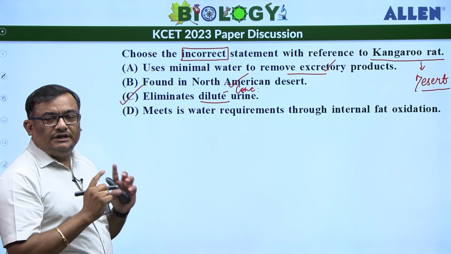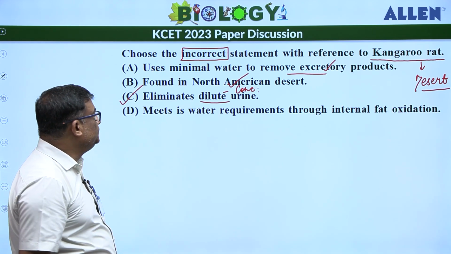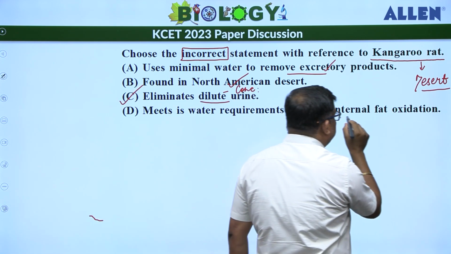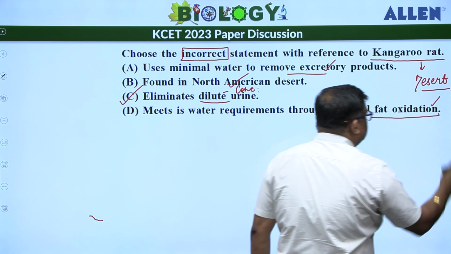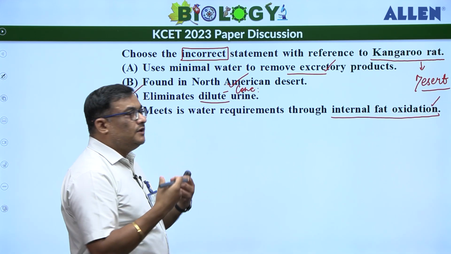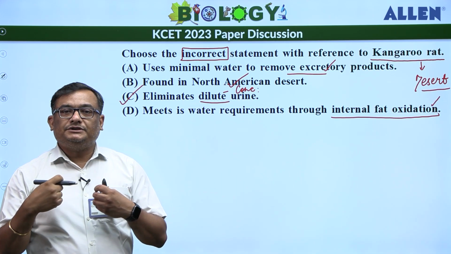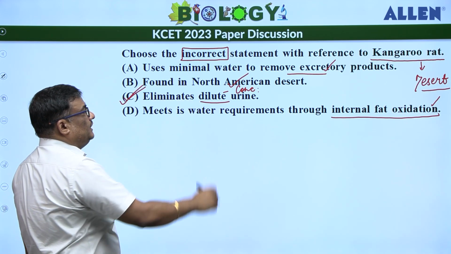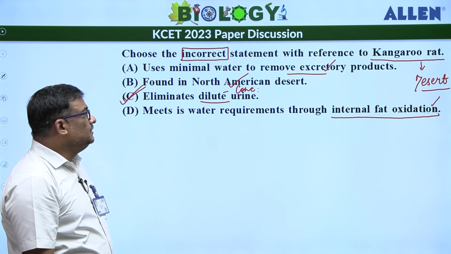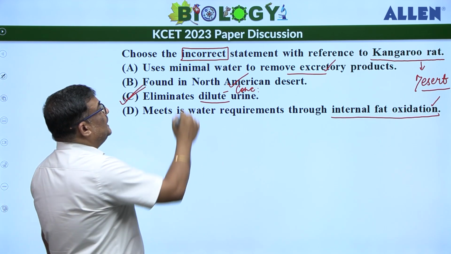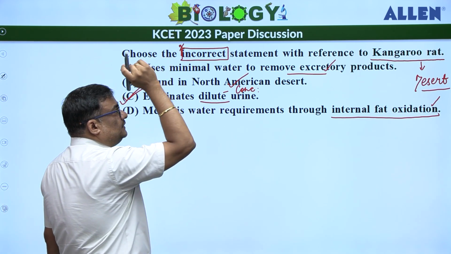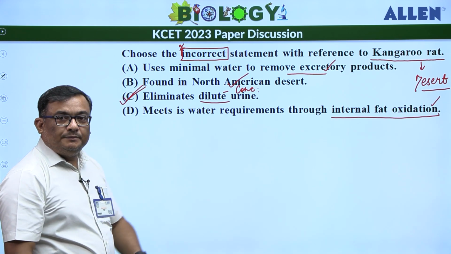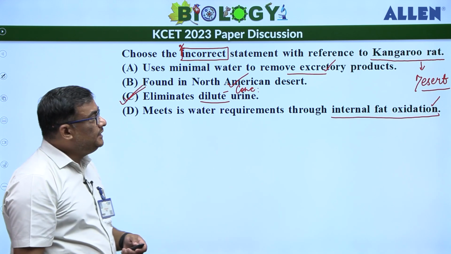But still, why leave the fourth option? Let us read the fourth option. Meets its water requirement through internal fat oxidation. It's a pure factual statement, and from here it basically gets the water, and on the basis of that water he survives. So the answer is eliminates dilute, not concentrated, urine. That is going to be the incorrect statement with reference to the kangaroo rat. I hope you people understand what I am trying to say.